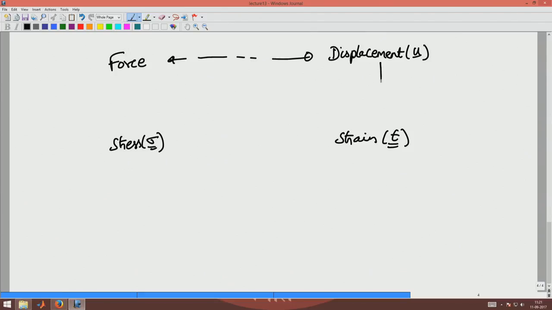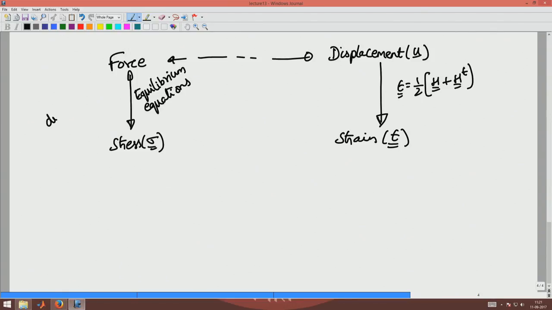We have seen the equation that connects the displacement to the strain, the strain and displacement relation, to be 1 half (H plus H transpose), and then the equation that connects the stress and the force, which is the equilibrium equations: divergence of sigma plus rho b equal to rho a, and sigma equal to sigma transpose. You have seen these equations.